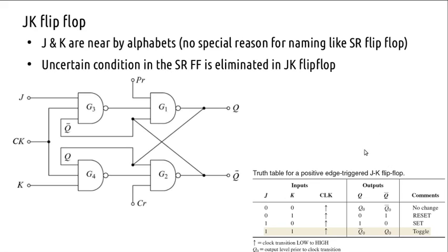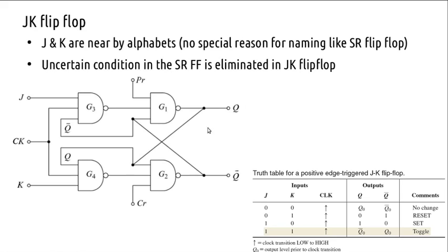So both options are there, right? Anyway, this is a positive edge triggered flip-flop. For 0 0, the previous state is maintained. Q0, whatever was the initial state, that is maintained. Then 0 1 is reset, 1 0 is set, and 1 1 is toggle.